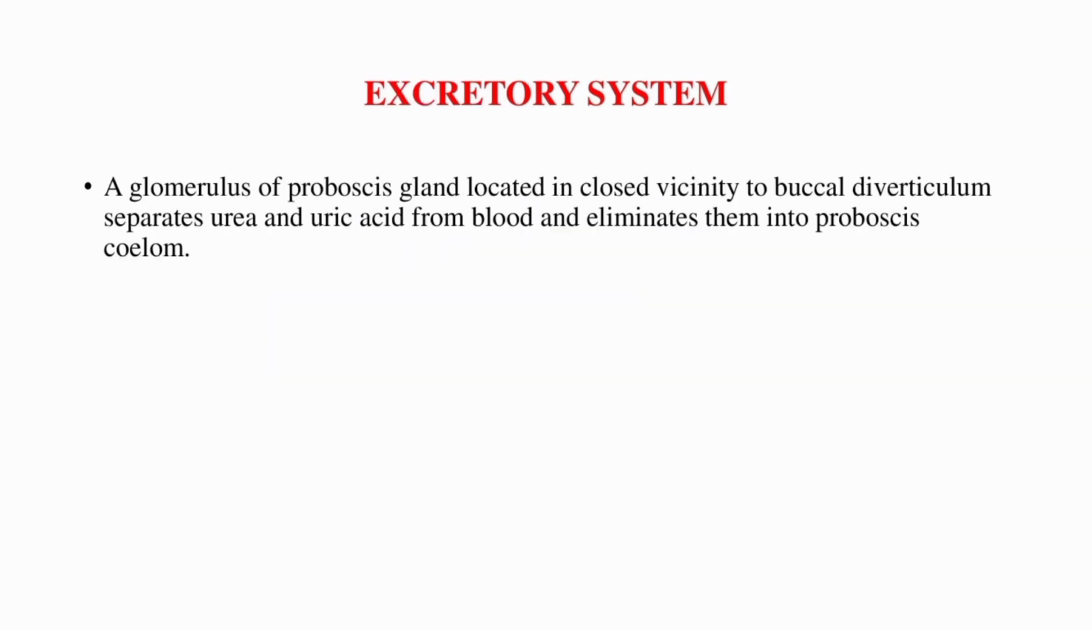Excretory system. A glomerulus of proboscis gland, located in close vicinity to buccal diverticulum, separates urea and uric acid from blood and eliminates them into proboscis coelom.